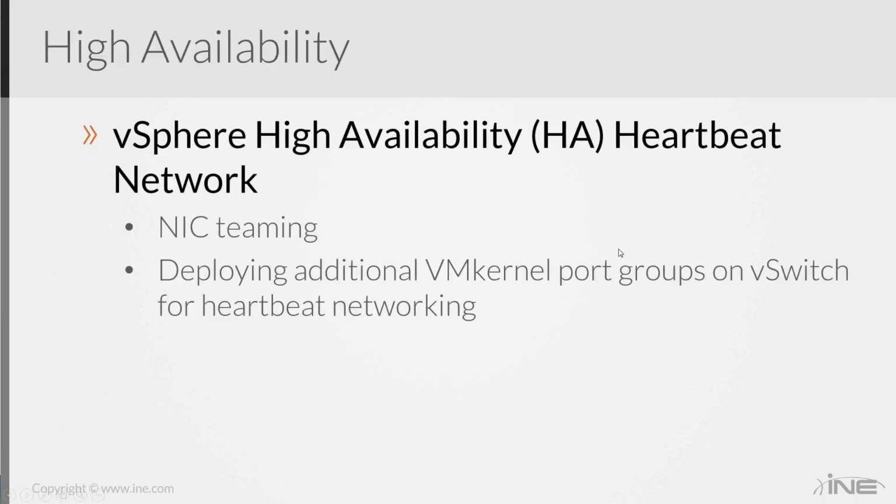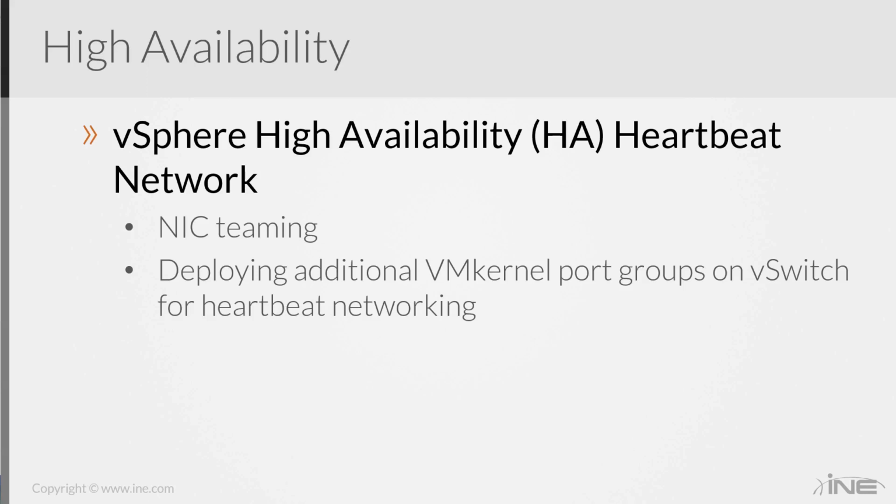So here we have a couple of different ways where we could provide redundancy for our heartbeat network. Firstly, we could deploy additional physical adapters and team them for VM kernel management traffic. VMware's recommendation for this is we deploy one adapter as active and one in standby with no failback.